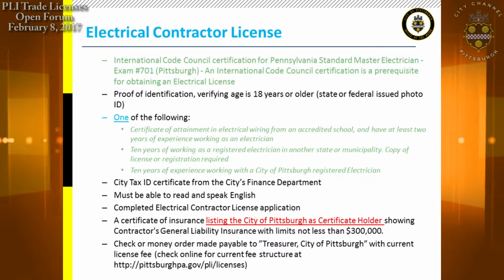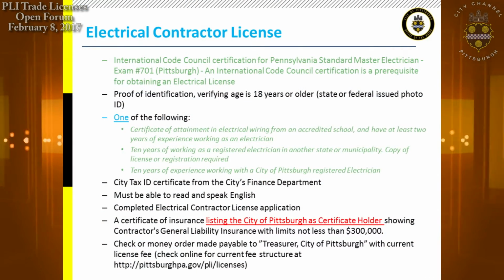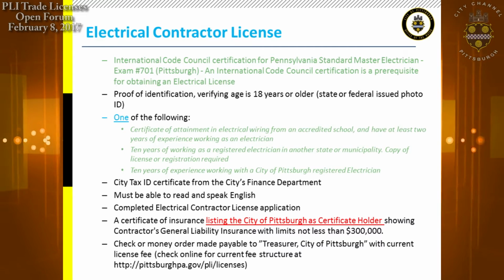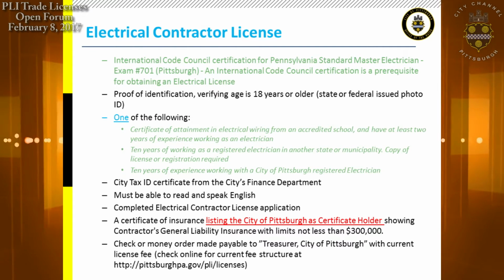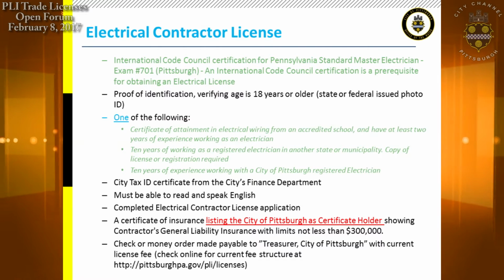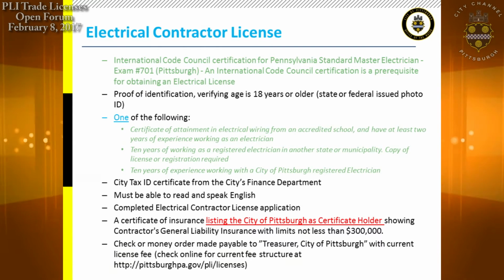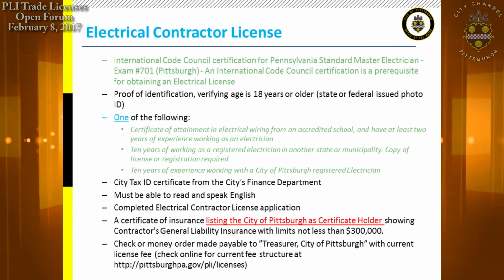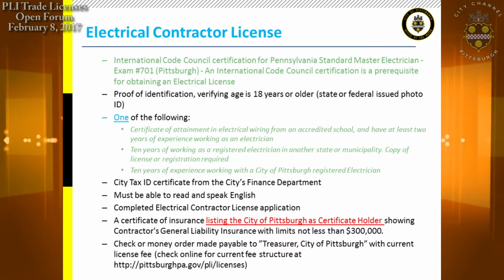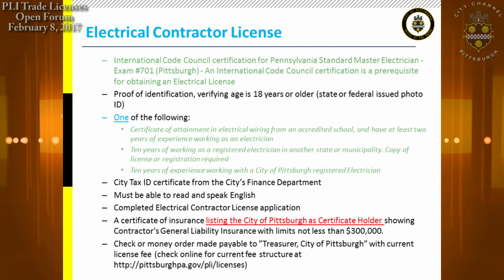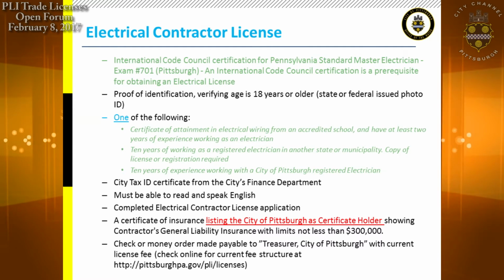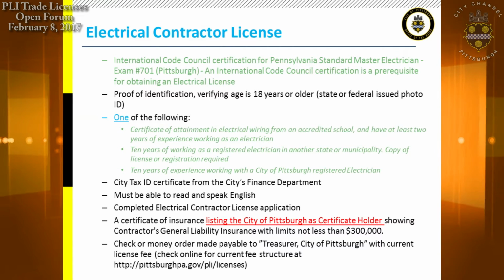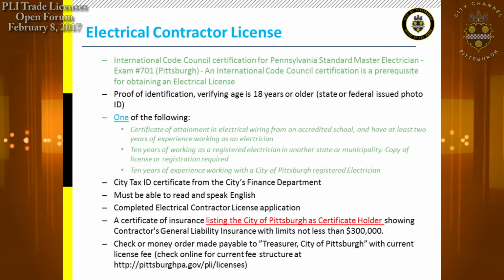Electrical contractor license is pretty similar, it also requires the ICC test. This is again a prerequisite, so if you don't have that test, we can't start the process. Same thing with the ID, we need to make sure that you are 18 and older. And then on the experience, you have to provide one of the following: either attending electrical wiring school and at least 2 years of experience, or 10 years working for a registered electrician in another state, and we will need copies of those licenses so we can confirm that with the state.